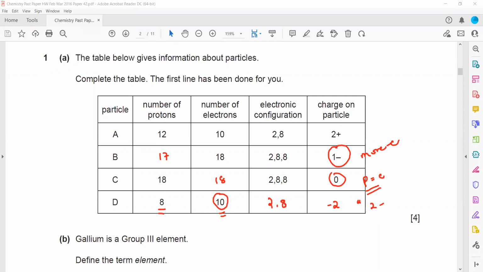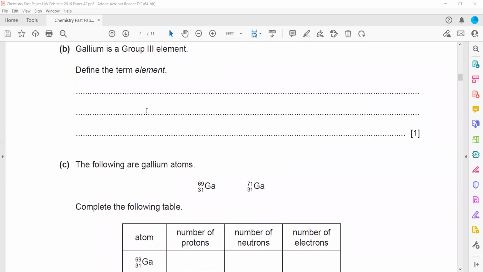Then a group 3 element is there. Define the term element. So try to learn the standard definition. Don't try to write the definition in your own words. So what is the definition of element? An element is basically a substance that cannot be broken down into simpler substances.